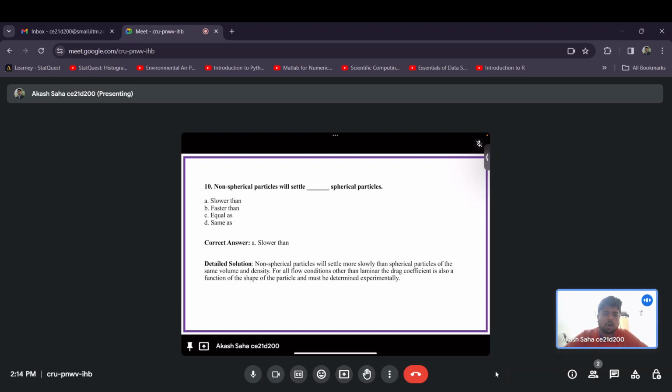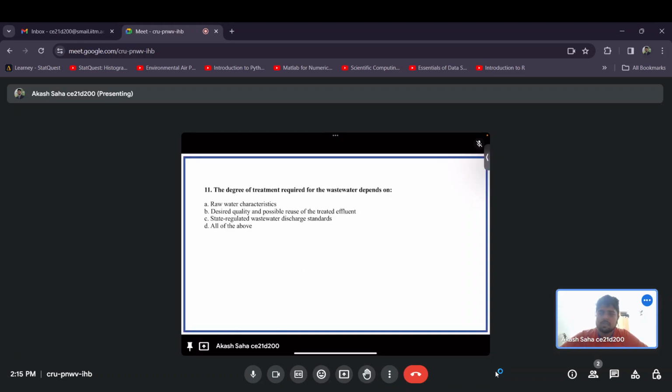Okay. So for all flow conditions of wet and laminar, the drag coefficient is also a function of the shape of the particle, and it can be determined experimentally. Generally, for ideal scenarios, we consider the particle to be spherical, but if these particles are non-spherical, then the drag force coefficient will change and it will affect the particle settling, and it will be settling slower than the spherical particles. So this is the 10th question.